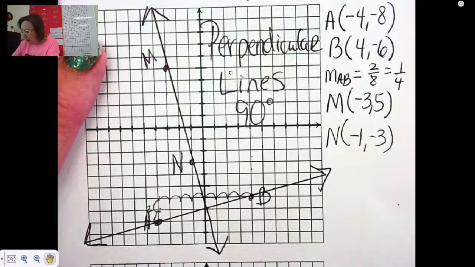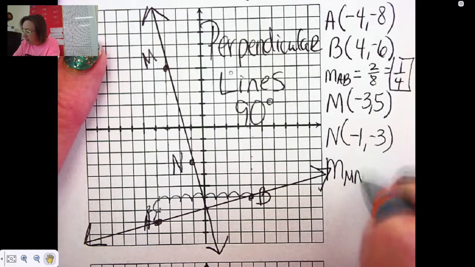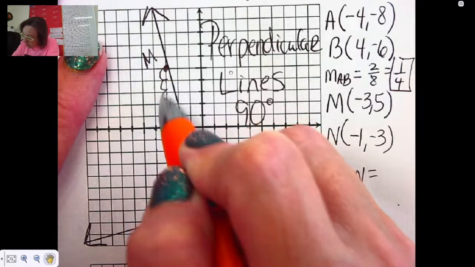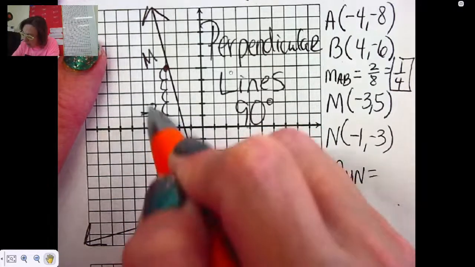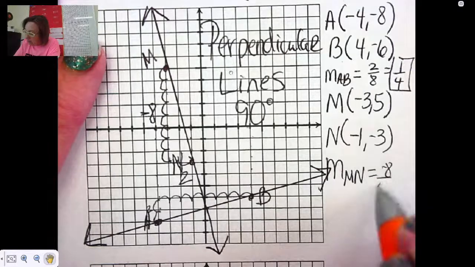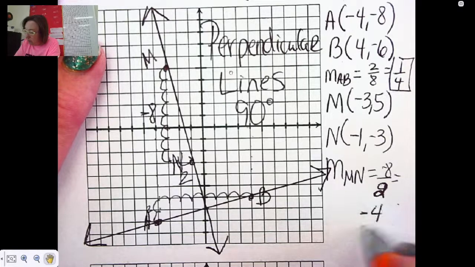Now, I've already found my slope for AB, and it's 1 over 4. So I'm going to go ahead and find my slope of MN. So I'm going to go 1, 2, 3, 4, 5, 6, 7, 8, but I went down, so it's negative. And then 1, 2. So I've got -8 over 4, which is what? No, -8 over 2, my bad. -8 over 2, which is -4 or -4 over 1.